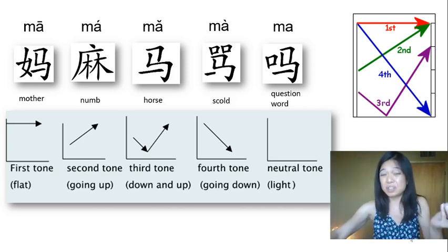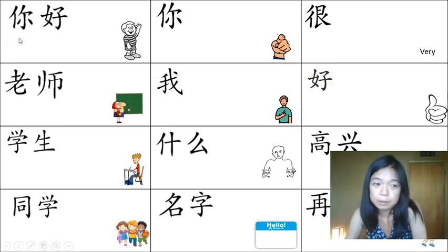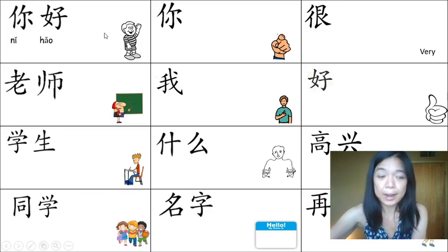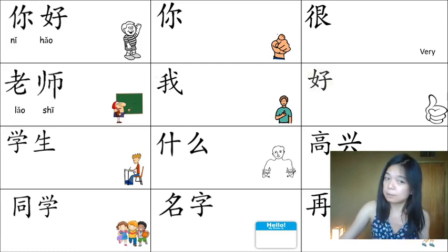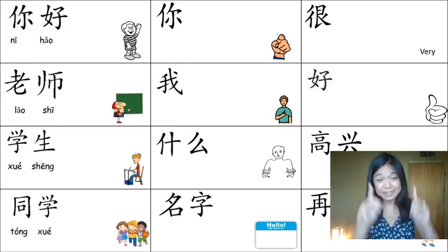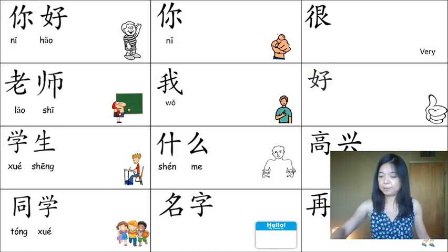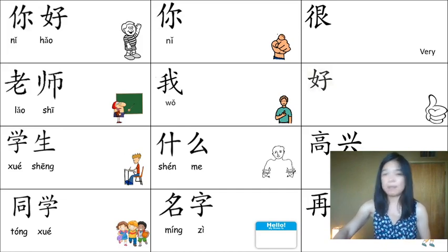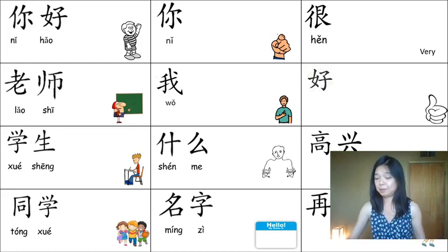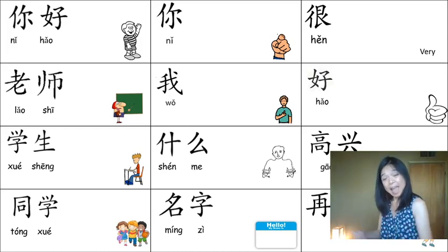So besides pinyin and the tone, what else do we know about Mandarin? There are the characters. Well, Mandarin characters could be hard to read. So how about let's try to sound it with the pinyin. Ready? Ni hao. Hello. Alright, let's see. Lao shi, teacher. Xue shen, students. Tong xue, classmate. Ni, you. Wo, I. Shema, what. Mingzi, name. Hen, very. Hao, good. Gao xing, happy.